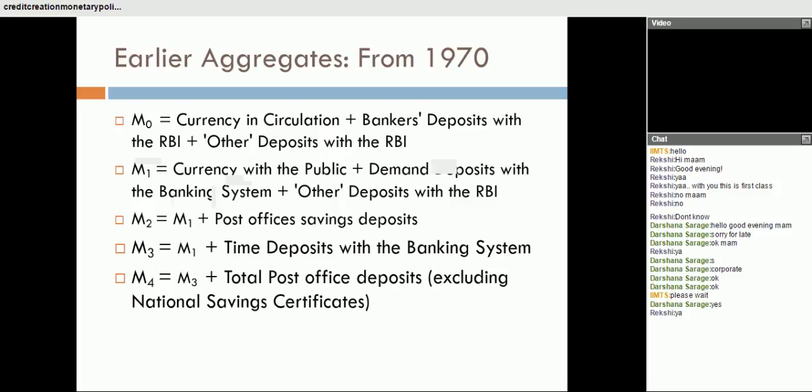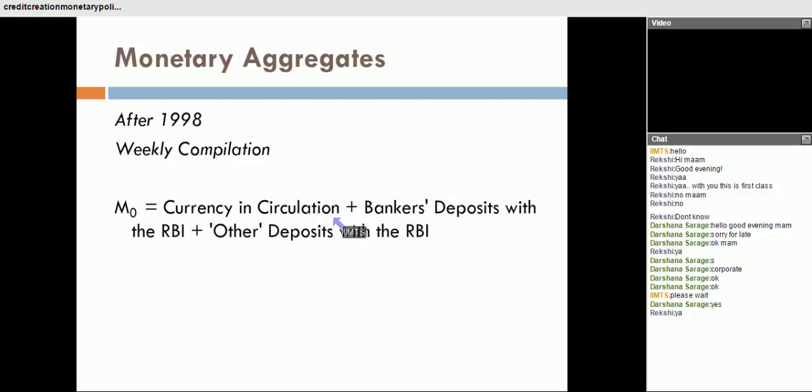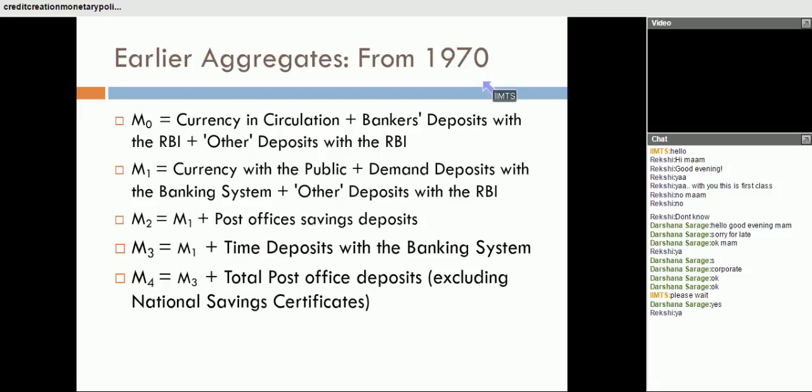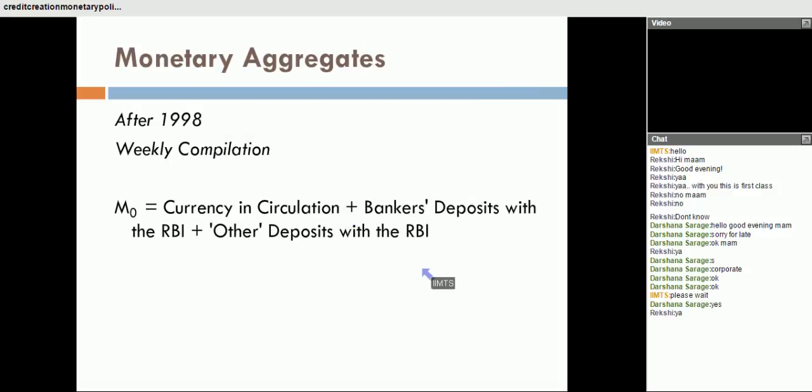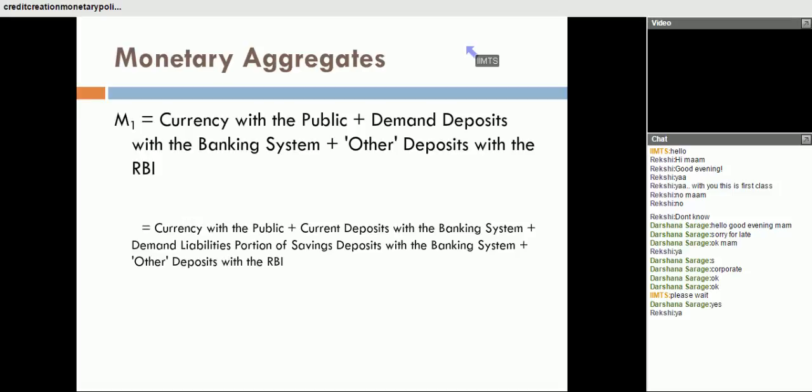We can go to the next. This is just an indication of that. Now after 1998, like this policy was adopted prior to 1998, and after 1998 the things have changed. This is the new equation: currency in circulation plus bankers deposits with RBI plus other deposits with the RBI. It is the same, there is no change in this one.